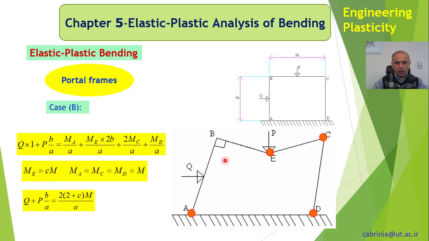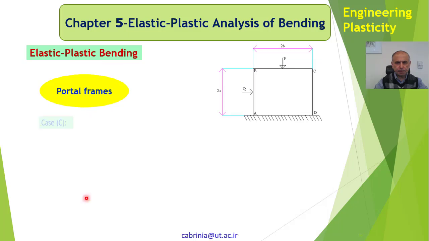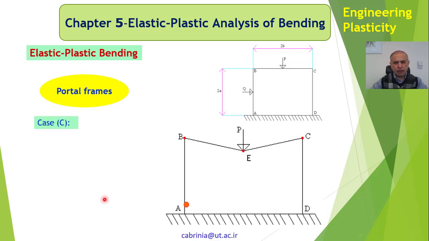And here we assume that ME is C times M, as we have said before, and all of these are equal. So Q plus P times B over A becomes equal to a factor times M. Of course, this M is MP, the plastic moment, fully plastic moment.